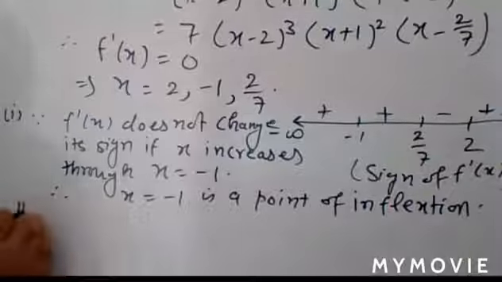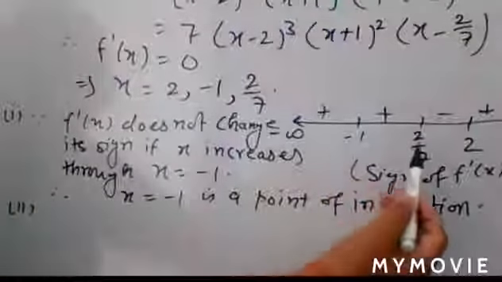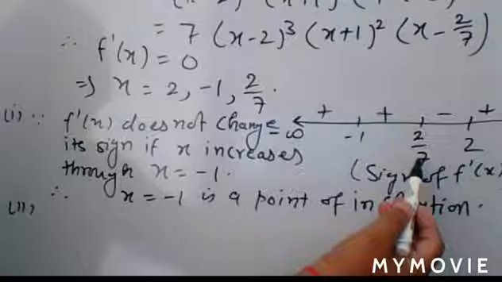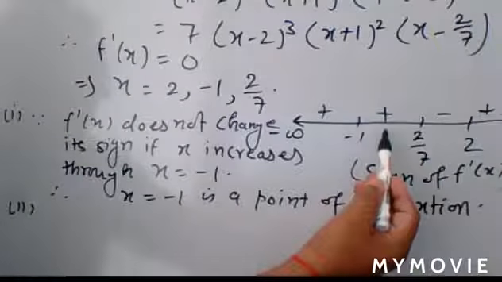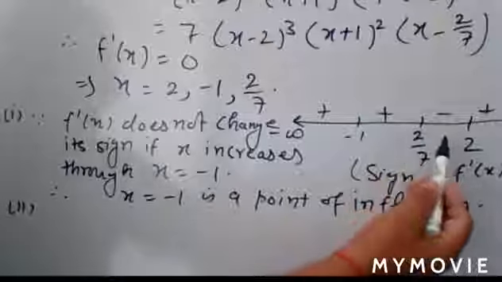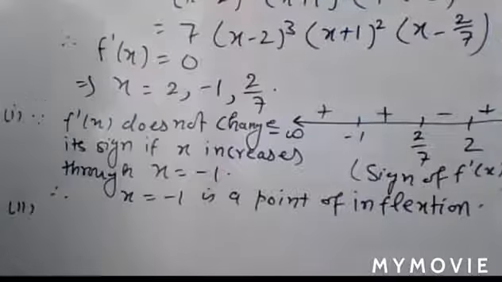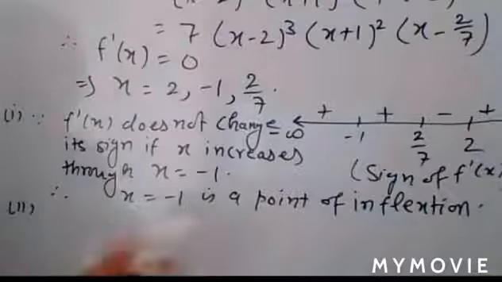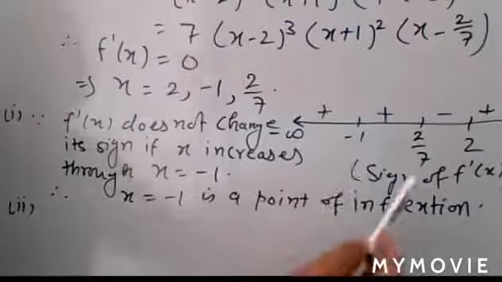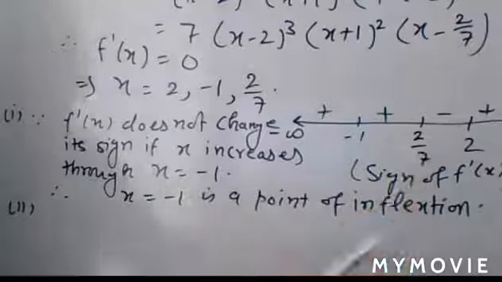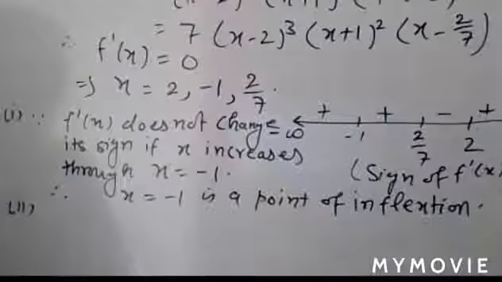Now you write for the second point. If you are taking this point 2 by 7, for slightly less than it, the sign of the derivative is positive, and slightly greater, here you see that it is negative. So you can say that that is the condition of a local maximum point. So x is equal to 2 by 7 is a point of local maxima.